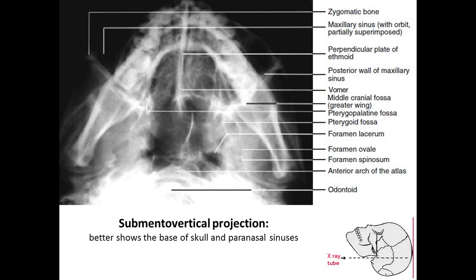This is a submentovertical projection. Sometimes it's called an axial projection because the X-ray beam is going from down up, imaging the whole head as if it is taking an axial image. This is better to show the base of skull than the paranasal sinuses.